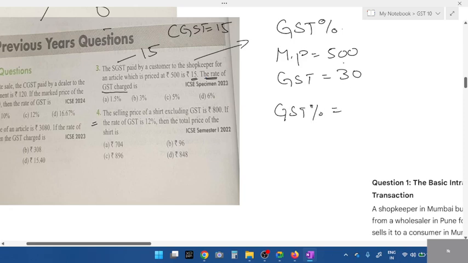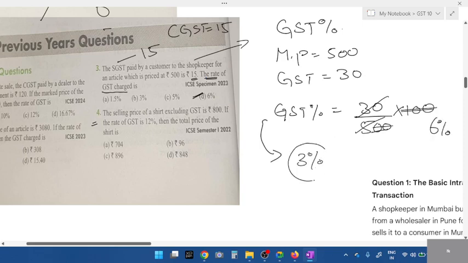Both are in rupees. What did I tell you? If they are rupees, you have to divide. Which is smaller here, mark price or GST? Take the smaller one divided by the greater one into 100. What's the answer? 6%. Direct GST. If GST is 6% and they ask us to find SGST, students, what is CGST or SGST? CGST is 3, SGST is 3. What if they ask IGST?